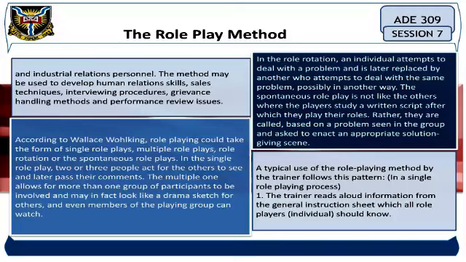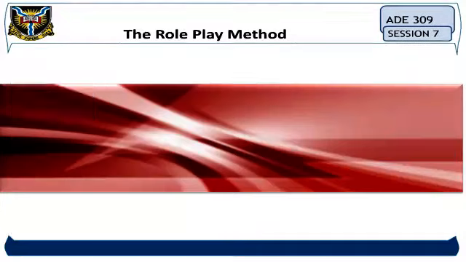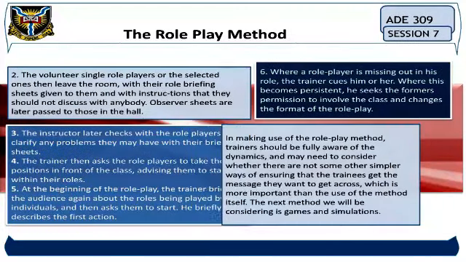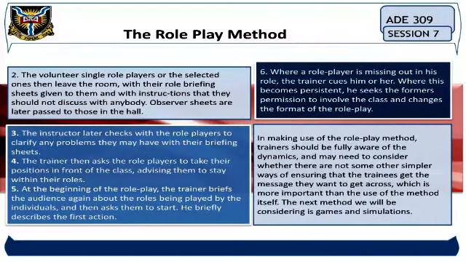A typical use of the role-playing method by the trainer follows this pattern. In a single role-playing process, 1. The trainer reads aloud information from the general instruction sheet which all role players individually should know. 2. The volunteer single role players or the selected ones then leave the room with their role briefing sheets given to them and with instructions that they should not discuss with anybody. Observer sheets are later passed to those in the hall.